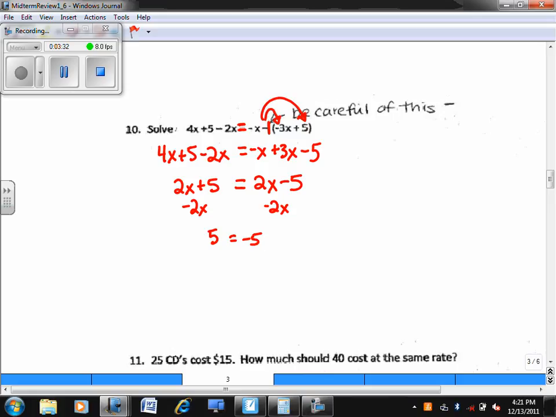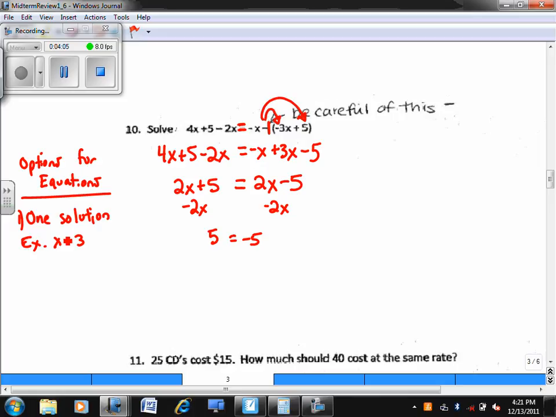Well, we know that when we solve an equation, we have three options. So, options for equations. We have three options. The first option, we could have one solution. This is the one that we get a lot. x equals 3. That's an example. That would be one solution. We know exactly what x is. Another option would be no solution. And that's what we have here. Our answer is no solution.